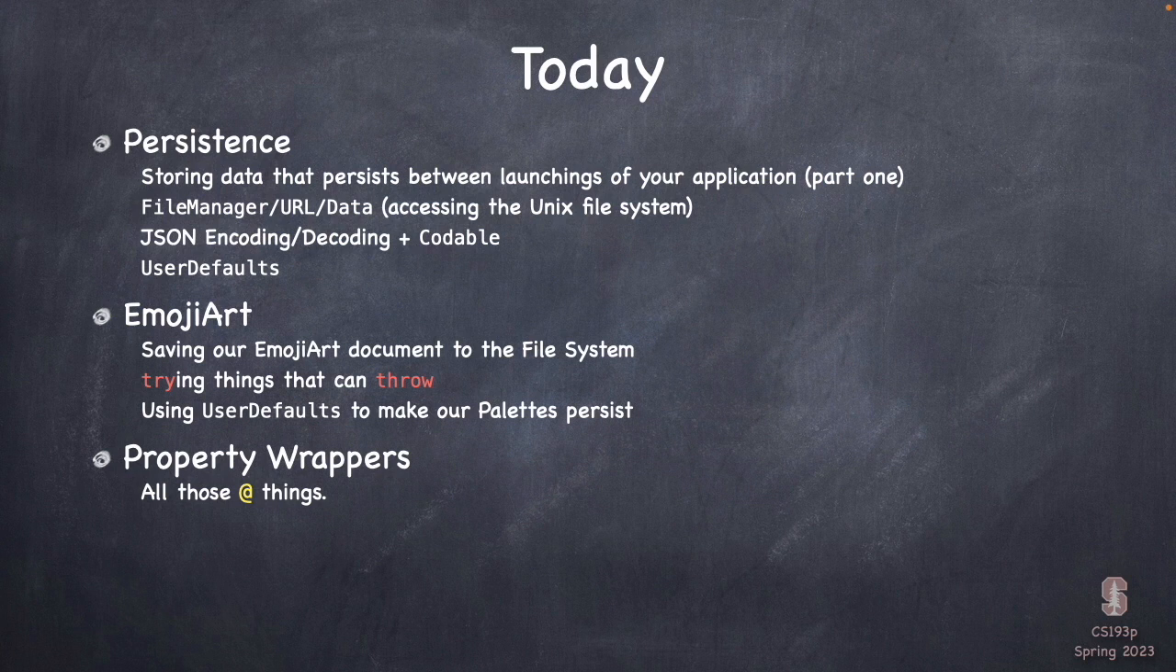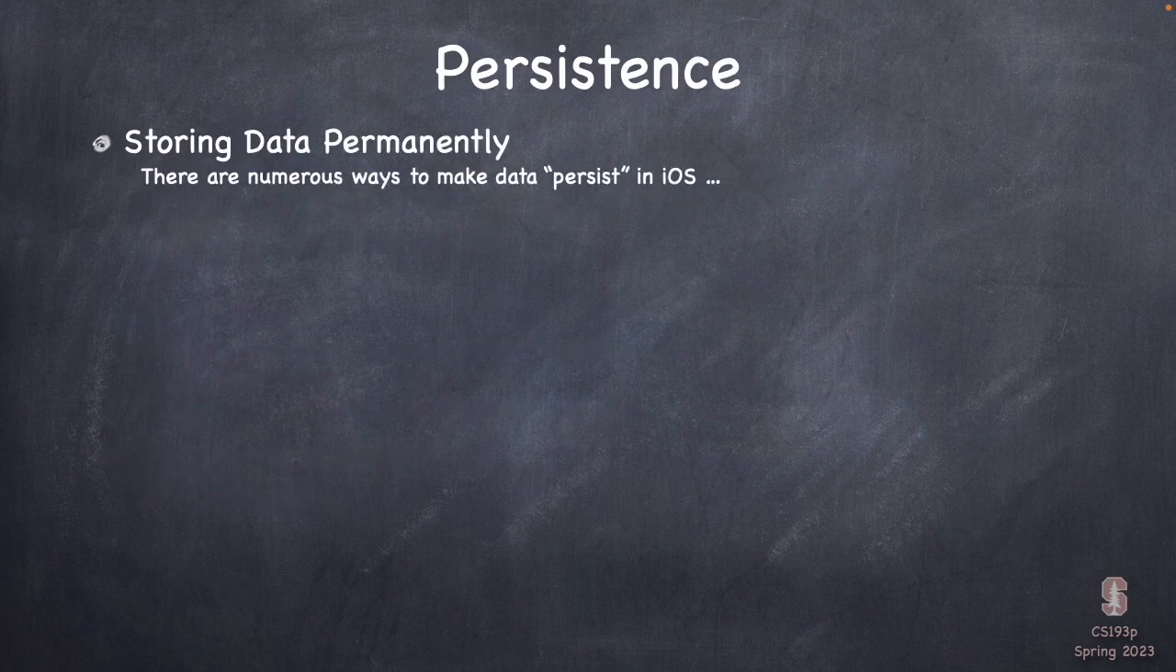And then after that demo, I'm going to go back to the slides and we're going to talk about property wrappers. That's all those things that start with the @ sign: @State, @Published, @ObservedObject, all those things. We're going to talk about what those things really are and what's going on there, help you understand that. So let's talk about persistence, or at least part one of persistence here.